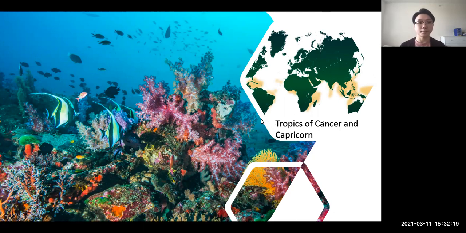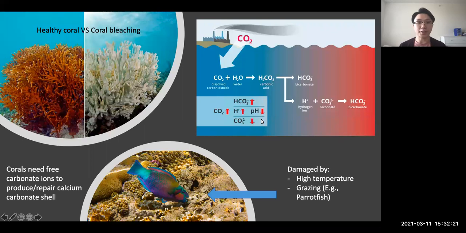Next slide. Factors like grazing and increase in temperature due to global warming will damage corals' calcium carbonate shells. Normally, they can take up free calcium and carbonate ions to repair them, but this is affected by ocean acidification. So what is ocean acidification? It is when carbon dioxide dissolves into the ocean and forms carbonic acid. Meanwhile, free carbonate ions will react with hydrogen ions from the acid to form bicarbonate ions.